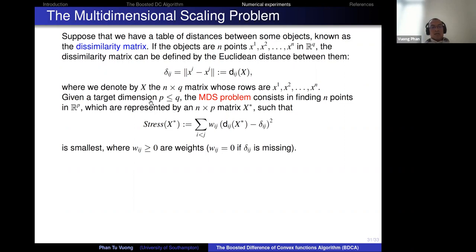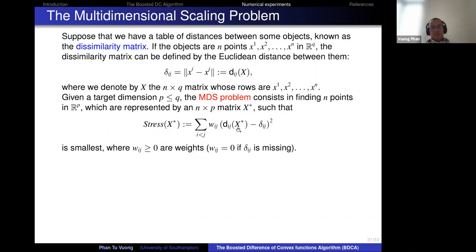So we choose a target dimension P less than or equal to Q. This has some application in compressed sensing. And the MDS problem is to represent the points in the target dimension P. And here's the objective function. In our optimization model, we need to minimize the stress of phi x star, where Wij is the weight.